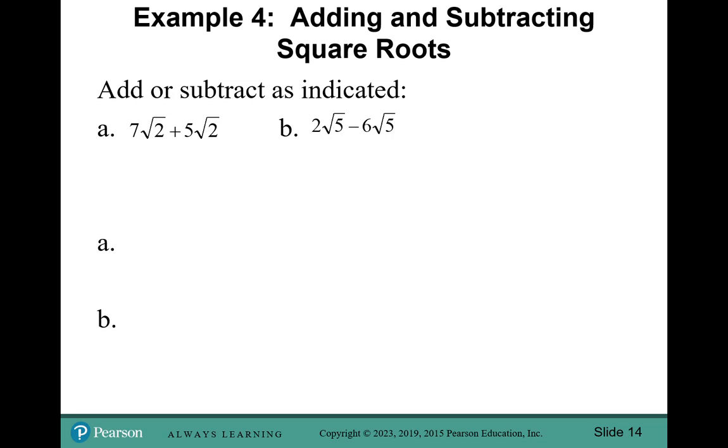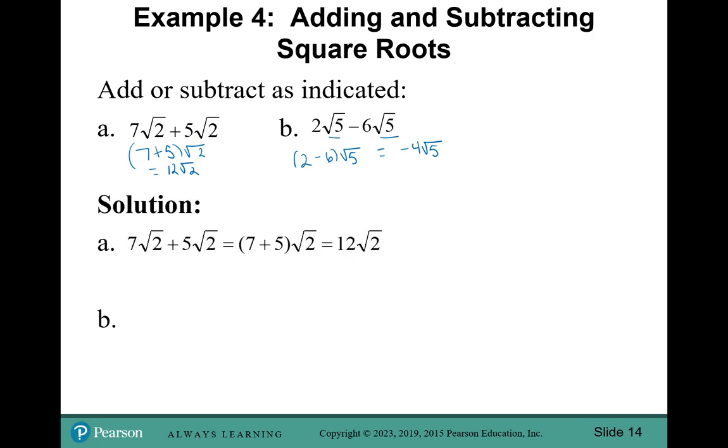Here we have 7 square root 2 plus 5 square root 2. This should mean that we should be able to do 7 plus 5 in parentheses times the square root of 2. 7 plus 5 is 12, so that should give us 12 square root 2. This has the common root of root 5, and it's a subtraction here, so I should be able to do 2 minus 6 times the square root of 5. 2 minus 6 is negative 4, so this should reduce down to negative 4 square root 5.